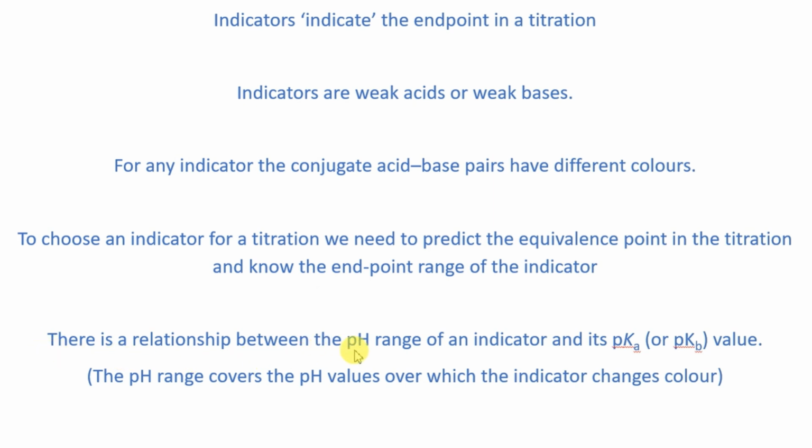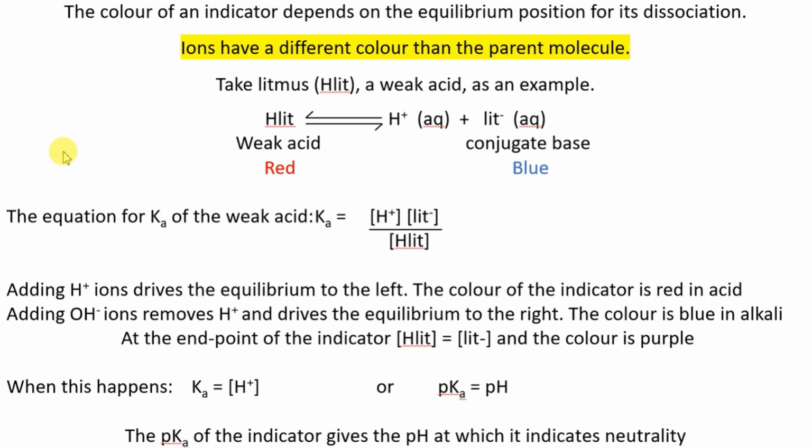There's a relationship between the pH range of an indicator and its pKa or pKb value. pH range covers the pH values over which the indicator changes color. The color of an indicator depends on the equilibrium position for its dissociation. Ions have a different color than the parent molecule.